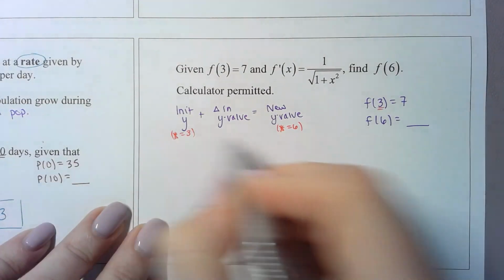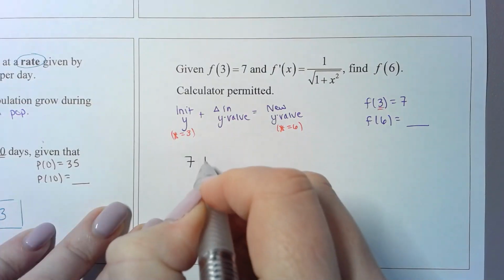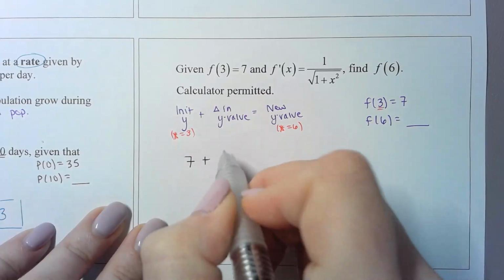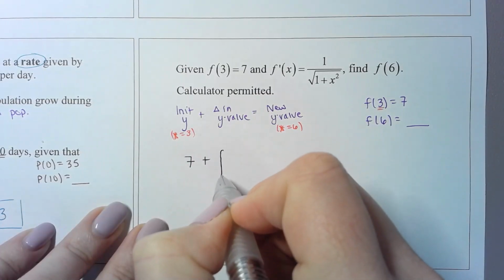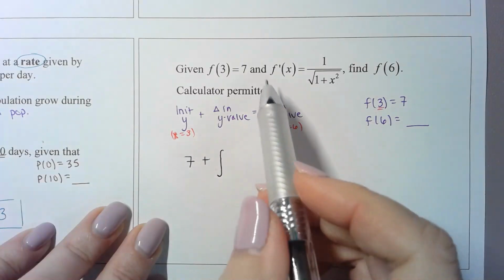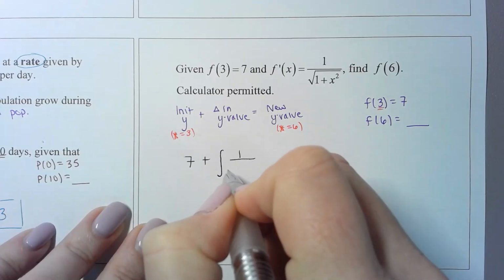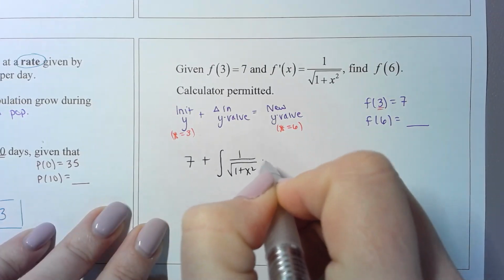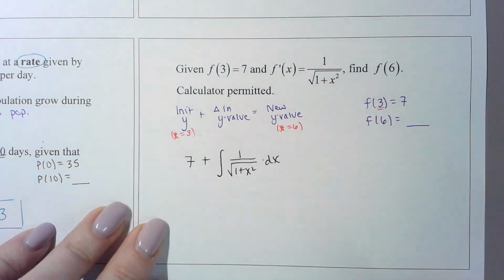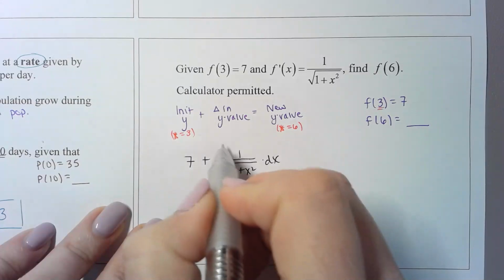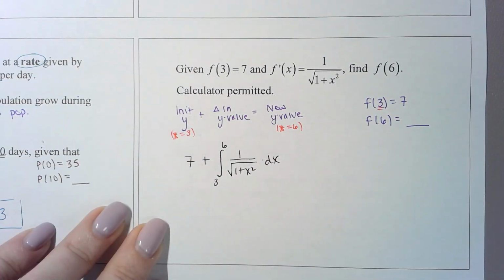So my initial y value is 7. That's at time 3, or x equals 3. And I want to find the change in the y value. And to find the change in y, we integrate its derivative, which we were given the derivative, weren't we? And we're trying to get from 3 to 6, so we're going to integrate from 3 to 6.